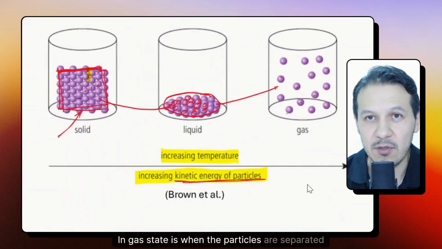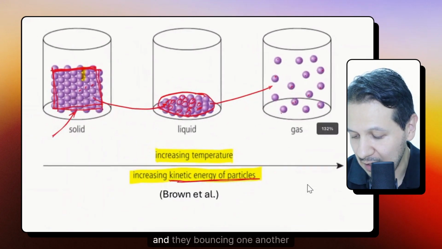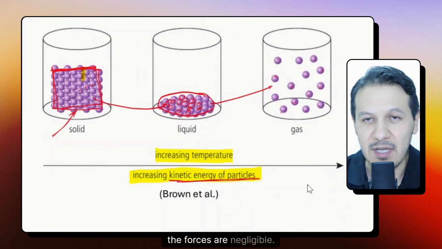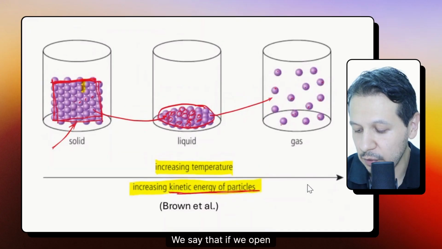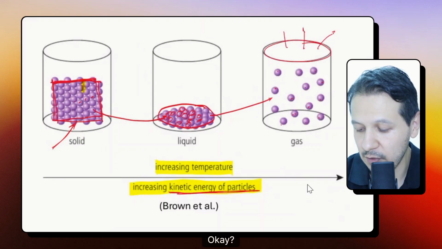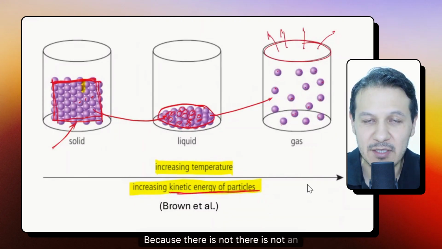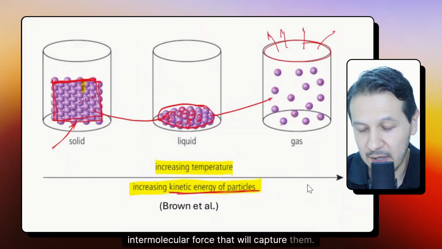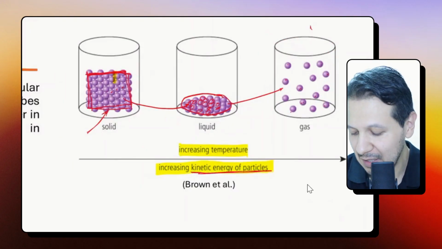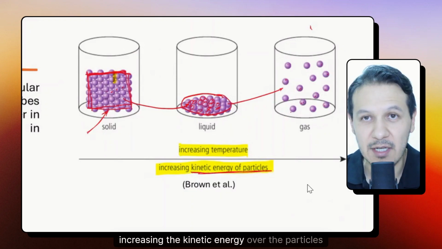In the gas state, the particles are separated and they bounce off one another, and the forces are negligible. We say that if we open a closed system that contains a gas, the molecules will escape in different directions, okay? Because there is no intermolecular force that will capture them. We're talking about ideal gases at this moment, meaning increasing the kinetic energy of the particles.